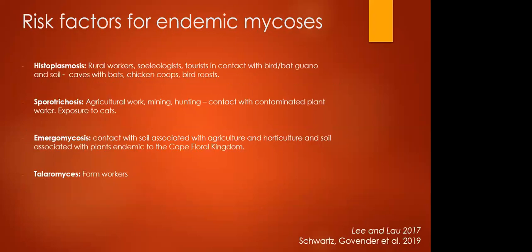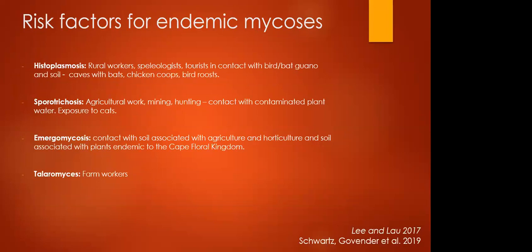Histoplasmosis grows very well in organic matter that's enriched by bird and bat droppings. So rural workers, speleologists who work in caves, and tourists in contact with bird or bat guano and soil are at risk. So caves with bats, chicken coops, and bird roosts are all potential sources of exposure.